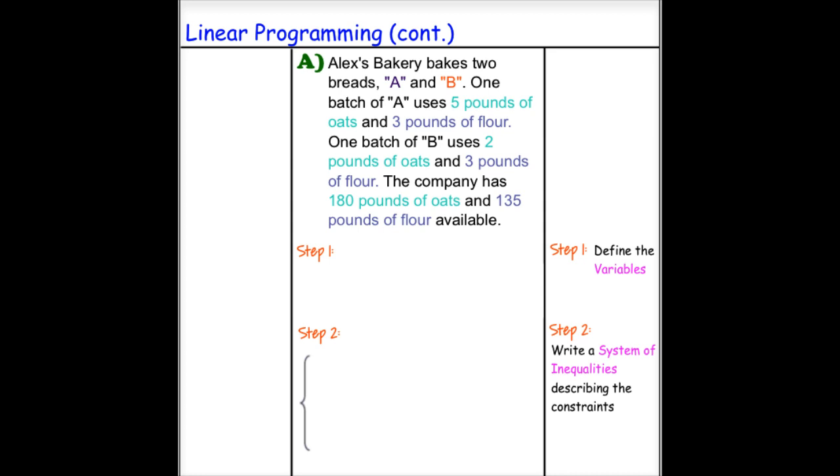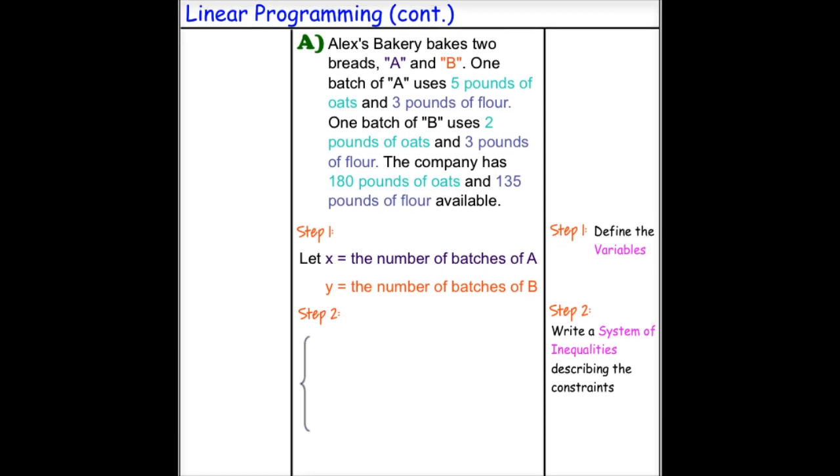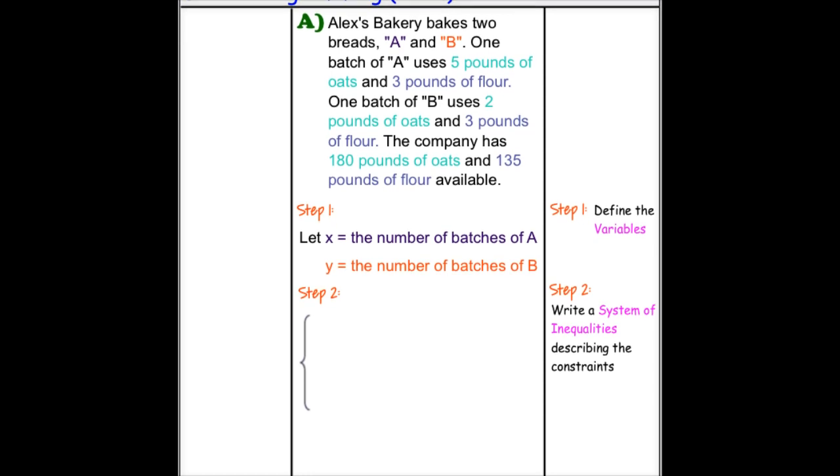So the first thing we need to do is define our variables, as is step one. And I defined our variables as X being the number of batches of A and Y being the number of batches of B, because we don't know how many batches we need to make to be able to maximize profit or minimize cost. So step two then, we need to write our system of inequalities.